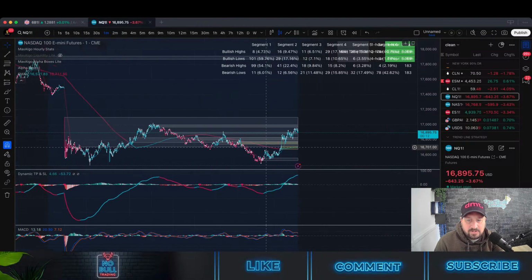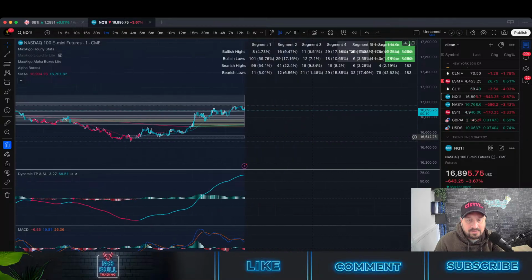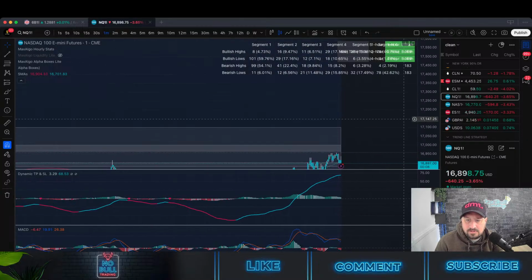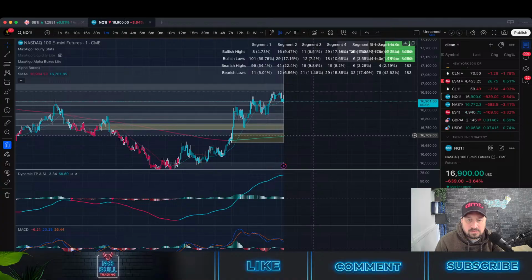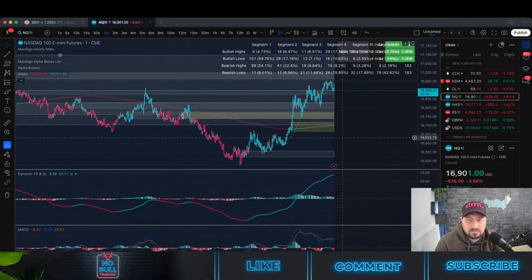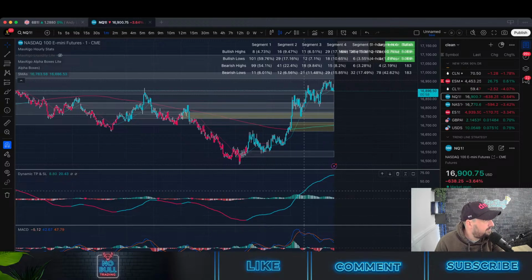Right, let's get back to it. So we've dribbled up on our 4 hour. We're still corrected, but we've not come under the 0 line on the MACD. The last time it came about was COVID. Right, okay.